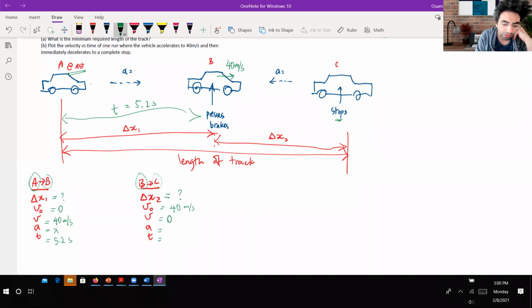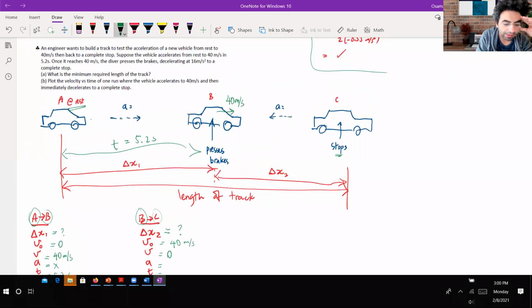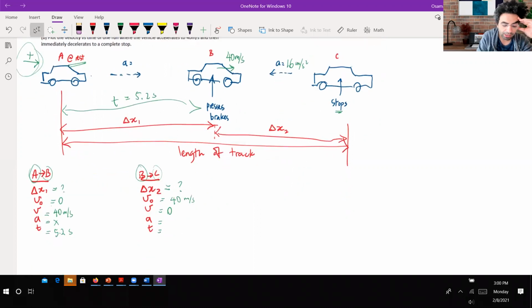And the acceleration, I don't know what the acceleration is unless it's telling me. It is telling me. The driver presses the brakes, decelerating at this much to a complete stop. So that means I know that the acceleration is 16 meters per second squared in this direction, but this direction is opposite to everything that I've been calling positive so far. The 40 meters per second I've called positive, so that means I've picked to the right to be positive. So it means the acceleration, because it's opposite to that, would be negative. So my acceleration then would be negative 16 meters per second squared. And the negative here is indicating the direction. It's indicating that the change in velocity is in the opposite direction of the actual velocity.